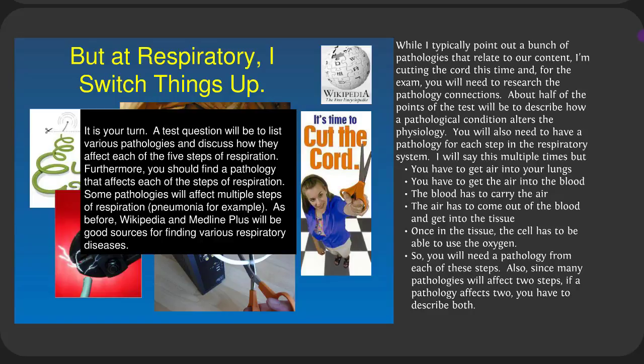I'll say this multiple times, but let's go through it simply. You have to get air into your lungs. Then you have to get the air into the blood. Then the blood has to carry the air. The air has to come out of the blood and get into the tissue. And once in the tissue, the cell has to be able to use the oxygen. So you'll need a pathology from each of these steps. Also, since many pathologies will affect 2 steps, if a pathology affects 2, you'll have to describe both.